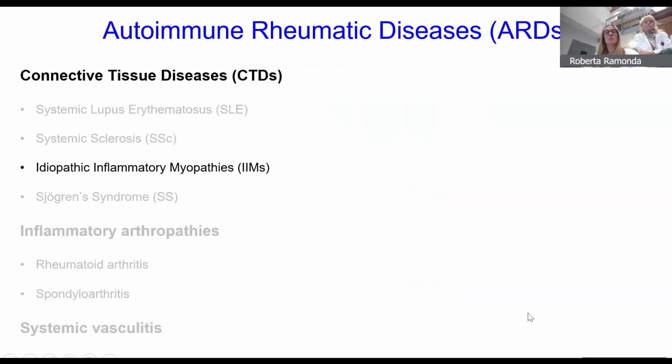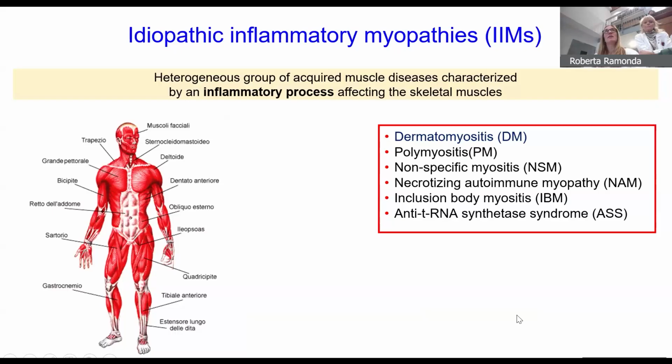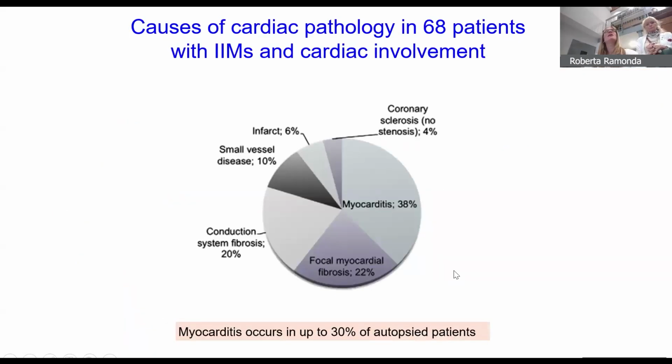Finally, idiopathic inflammatory myopathies. They are a heterogeneous group of diseases with inflammation in the muscle. And as you can see, we have 6 types of inflammatory myopathies. Even the clinical diagnosis of myocardial involvement is quite rare in these patients. In autopsy studies, signs of myocarditis and focal fibrosis were the most common features.